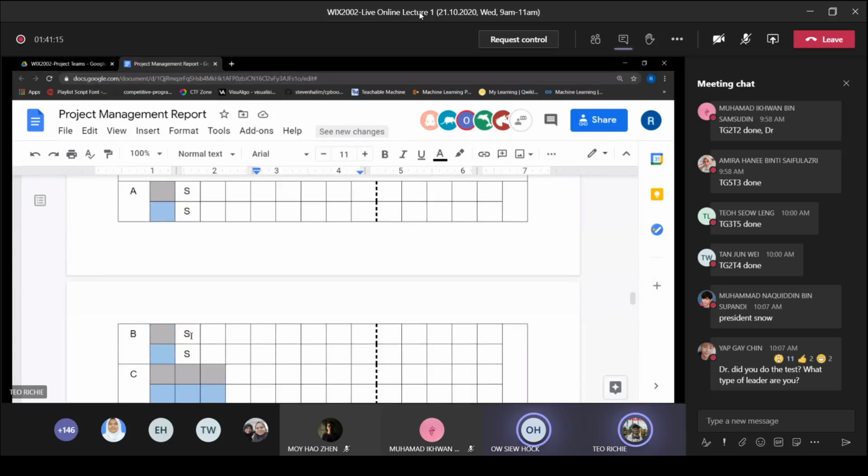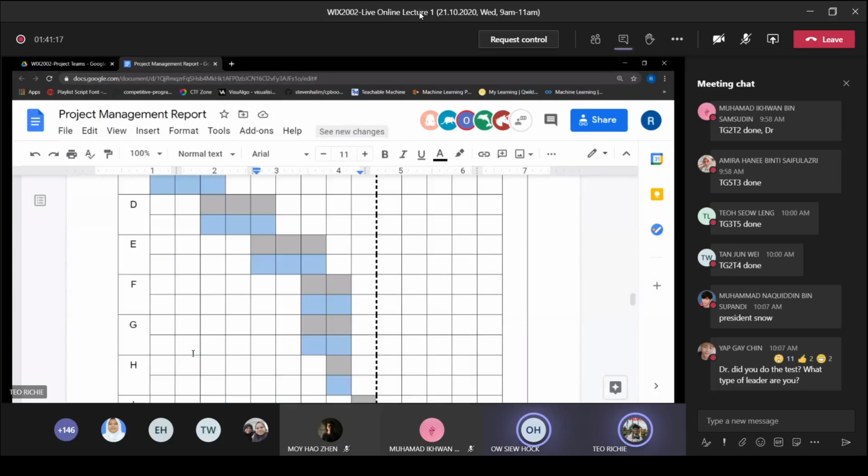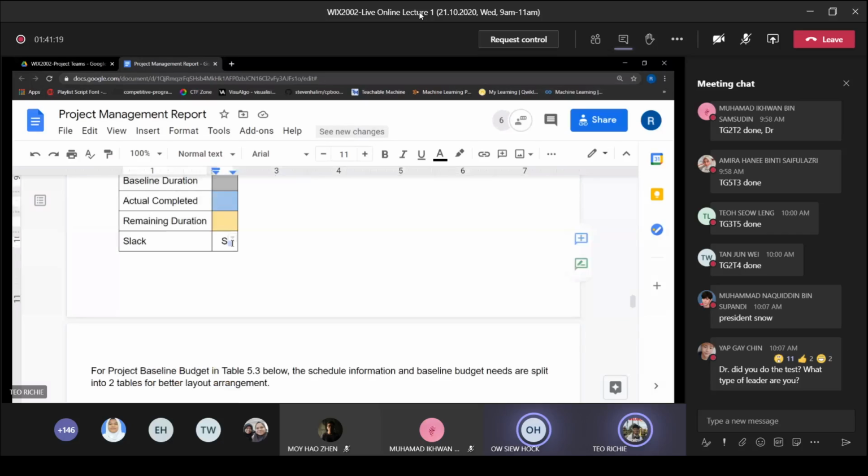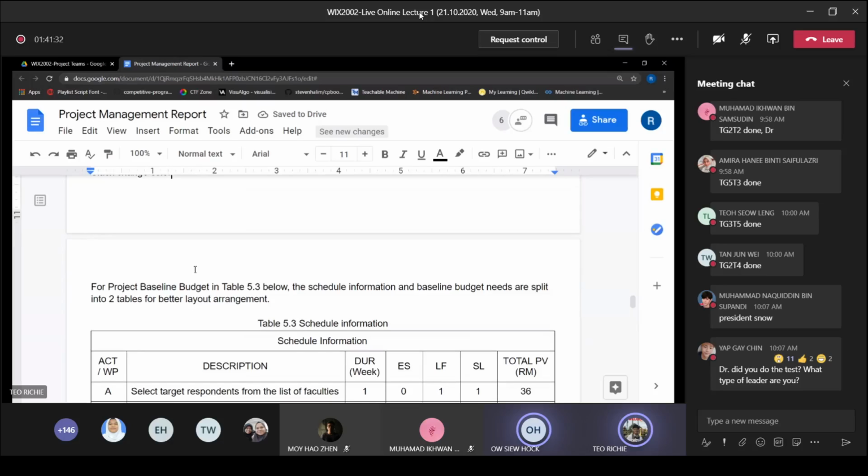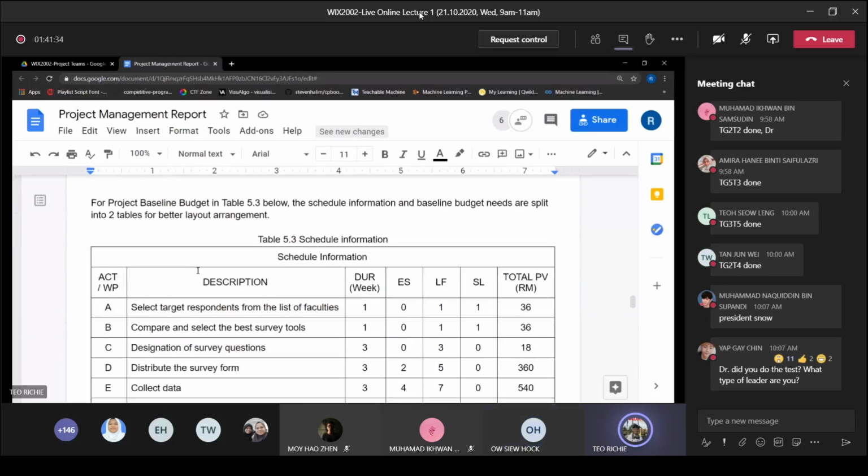I think you'd better change the slack to another color, so it stands out, because the others are also white. Although you put an S there, it's better to have a color.